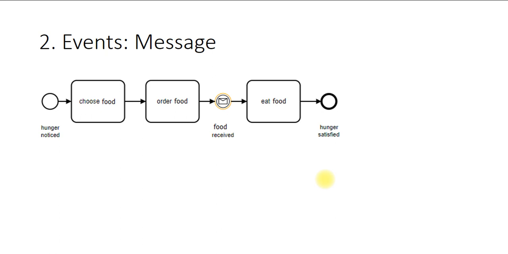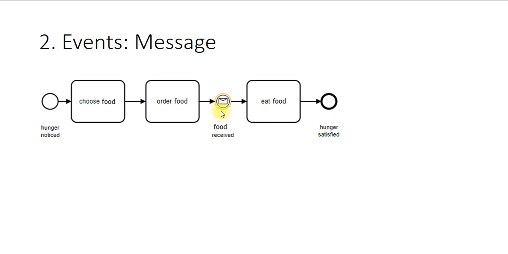In this example, what you notice is that the process starts with a start event, which is a none event, where a hunger is noticed. So that kicks off the process. Once the hunger is noticed, the task is you may choose food, because you have to satisfy the hunger. And once the food is chosen, you may order food, which is another task. And then you wait for the food to come.